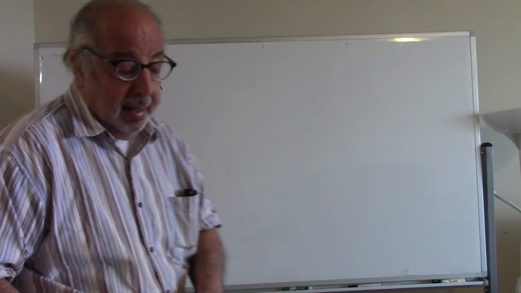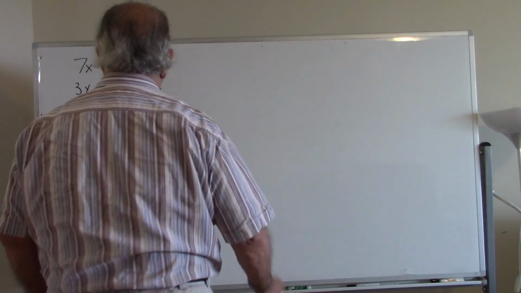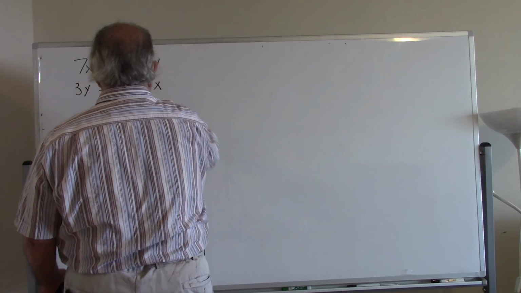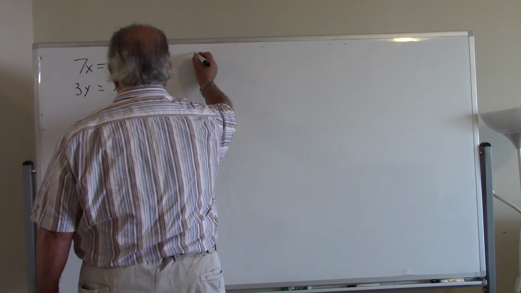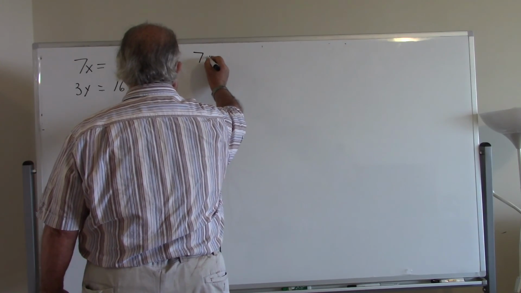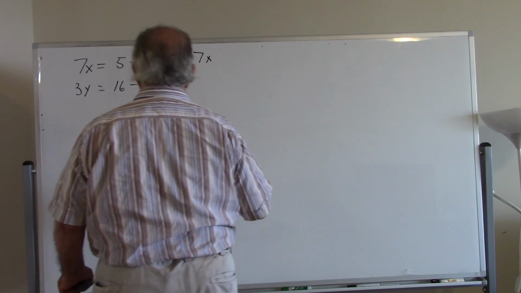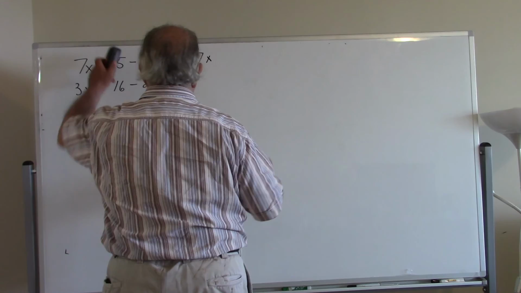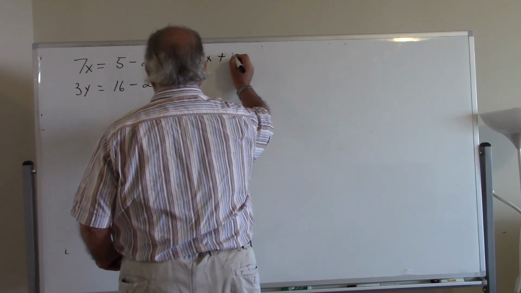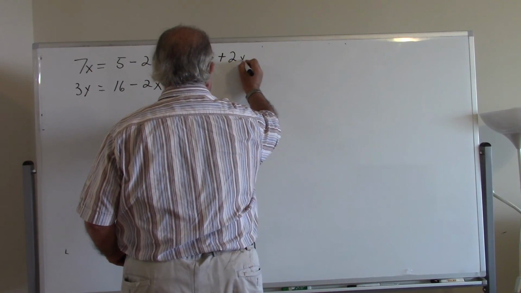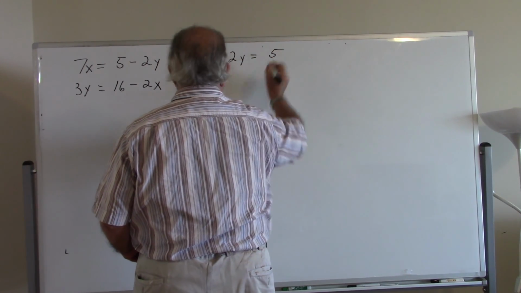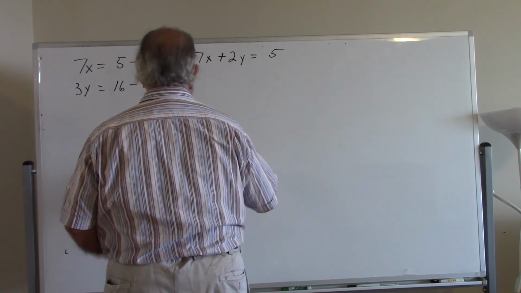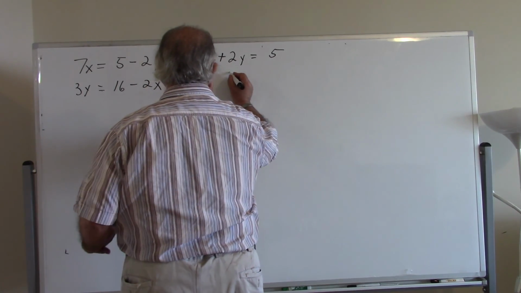Okay. Now this problem here is a little harder. So we got x's and y's on both sides of the equation. So let's just rearrange everything. 7x, leave the 7x alone. Bring this to the other side of the equation and make that a plus 2y equals 5. Now here we got 3y, bring this to 3y.